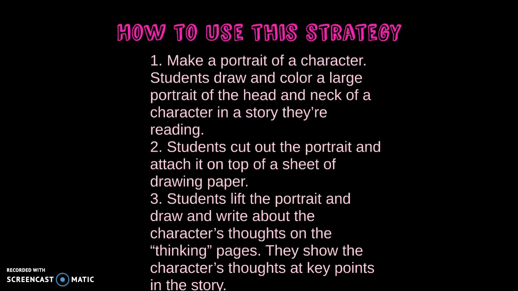How to use this strategy. First, students make a portrait of a character. They draw and color a large portrait of the head and neck of a character in a story they're reading. Next, students cut out the portrait and attach it on top of a sheet of drawing paper. Finally, students lift the portrait and draw and write about the character's thoughts on the thinking pages. They show the character's thoughts at key points in the story.